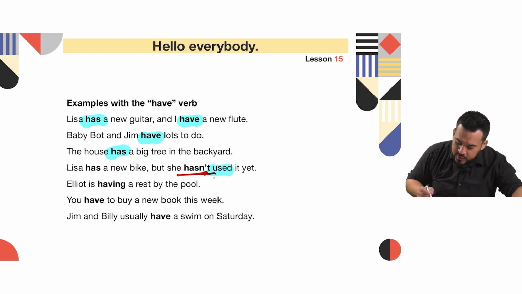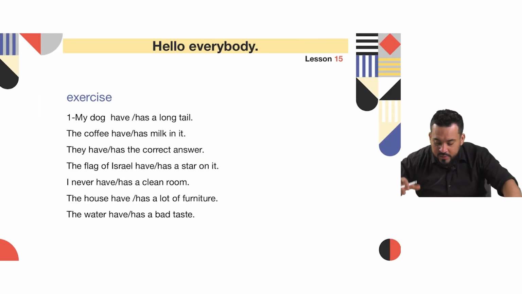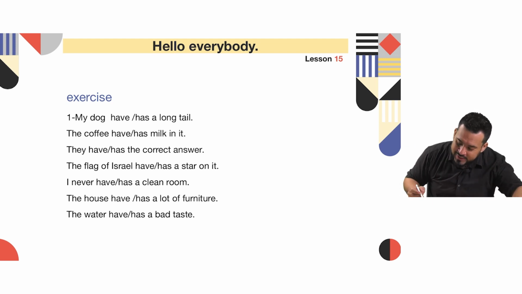Elliot is having a rest by the pool. You have to buy a new book. Jim and Billy usually have a swim on Saturday. Okay, now let's do an exercise together. My dog, have or has, a long tail. Which one? Of course, it's has, because dog is a single noun.